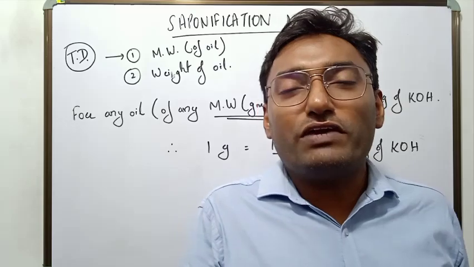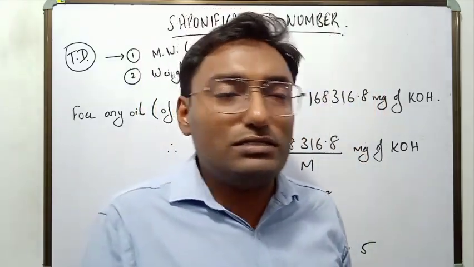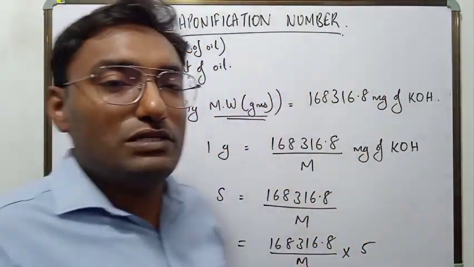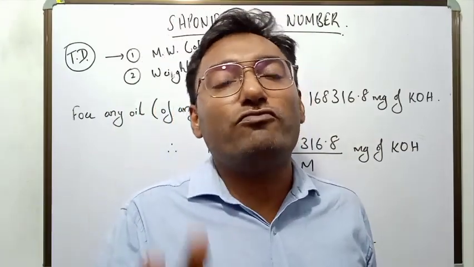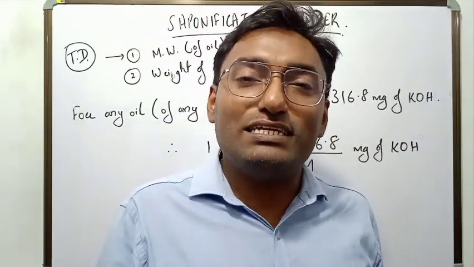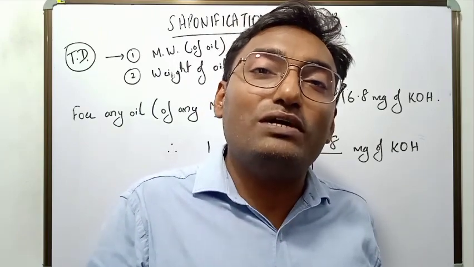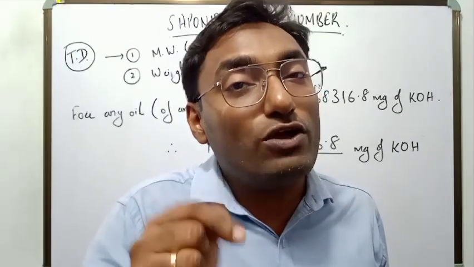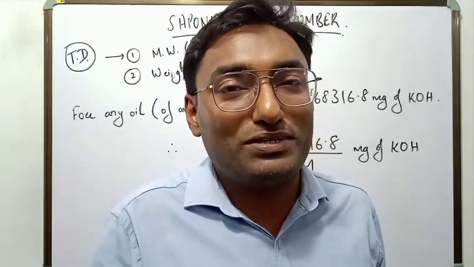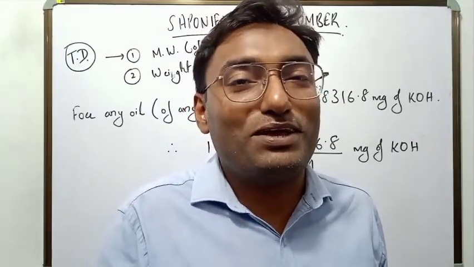So, saponification number means the milligram of KOH that is required to saponify 1 gram of fat or oil. That is, it is the milligram of KOH that is required to convert 1 gram of oil or fat into soap. Both are correct terms.